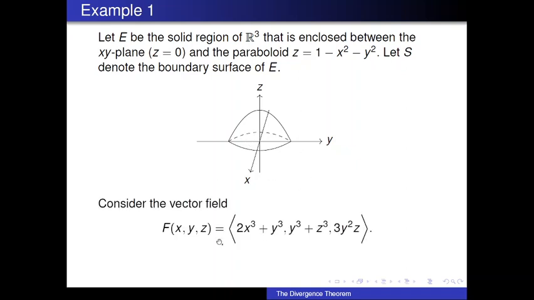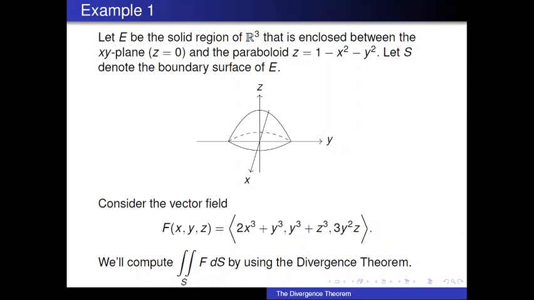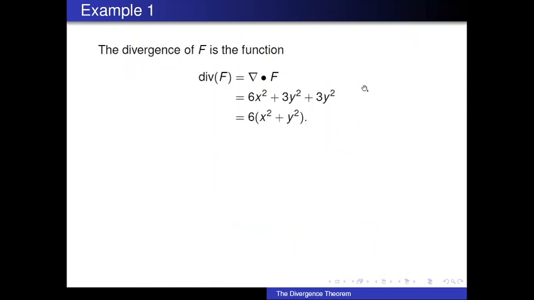So let's say that we're handed some vector field F. Its first component is 2x cubed plus y cubed. Its second component is y cubed plus z cubed. And its third component is 3y squared z. If we were to try to do the surface integral of this vector field over this surface S, it might take a whole lot of work and a lot of time, with a lot of things to think about along the way. So instead, we're going to compute the surface integral of F along S by trading it for the ordinary triple integral of the divergence of F over this whole region E that's inside here. That might be a little bit easier to handle.